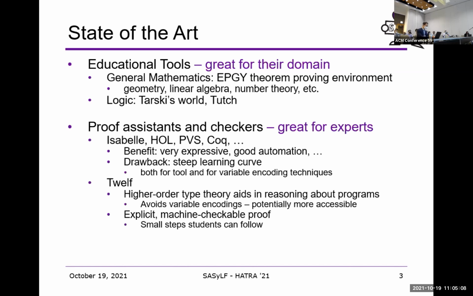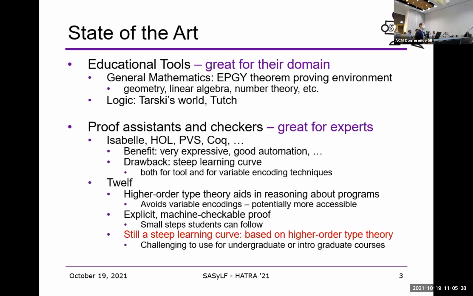So one thing that inspired me when I started working on this, as Chris mentioned a decade ago, is that Twelf is a theorem prover that builds in variables. So it uses higher order type theory, and you don't have to encode variables because you can encode the idea that a piece of syntax depends on a variable right in the formalism itself. Twelf also has explicit machine check proofs with small steps that students can follow. However, there's still a steep learning curve because it is based on higher order type theory. And so it can be challenging to use for undergraduate or intro graduate courses.